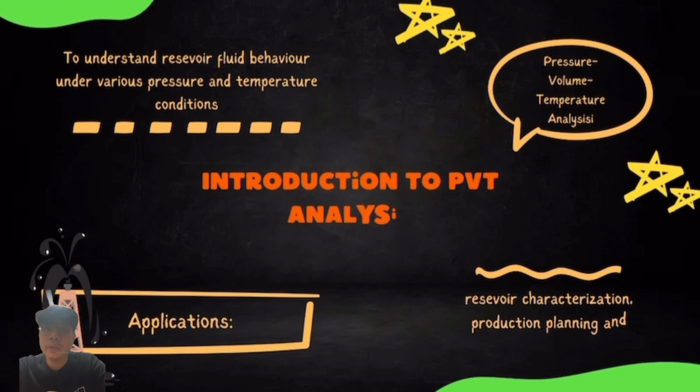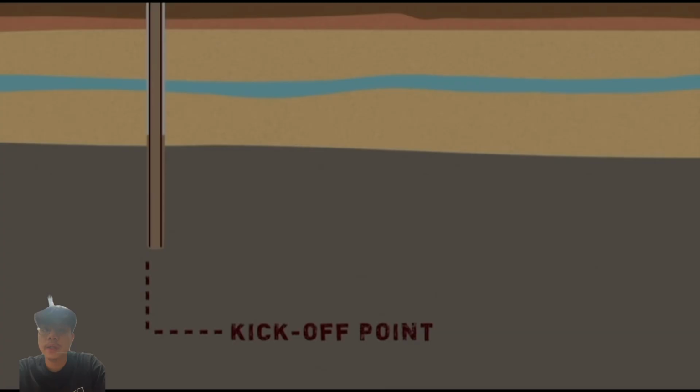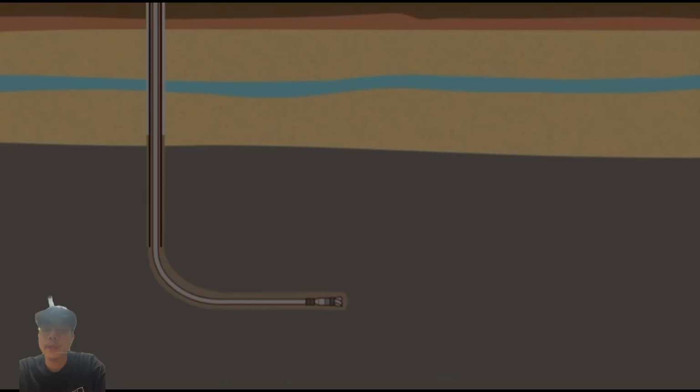During our visit to the PVT lab, we gained a hands-on perspective on the fundamentals of pressure, volume, temperature analysis. This type of analysis is used to study how reservoir fluids behave under varying pressure and temperature conditions. It plays a vital role in reservoir characterization, production planning, and the design of equipment, both at the surface and downhole. The visit helped us understand how essential PVT data is for effective reservoir management.